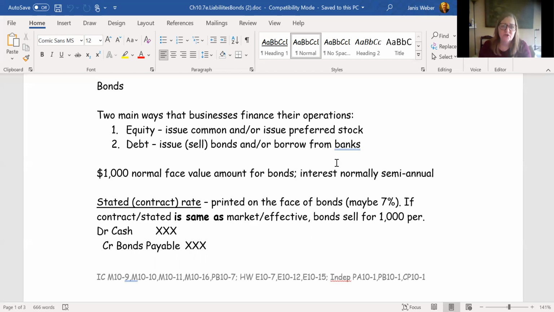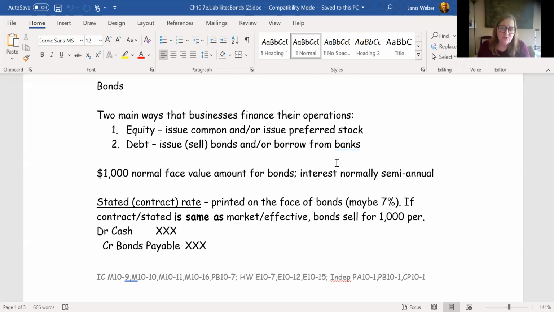Okay, so there's some things you need to know about bonds. One is they will have a face amount, and a lot of times they come in $1,000 increments. So it'll be a $1,000 bond. So if someone buys $100,000 worth of bonds, they're actually buying 100 bonds that are stated as 1,000 each. It could be different denominations, but usually it's a $1,000 bond. And usually it pays interest semi-annually, which just means they're going to pay interest twice a year.